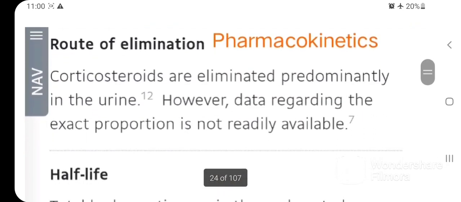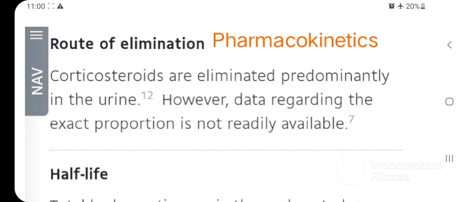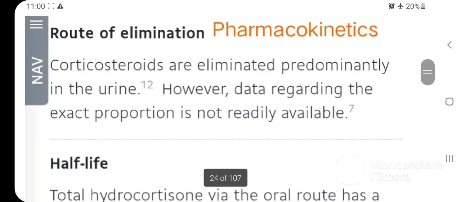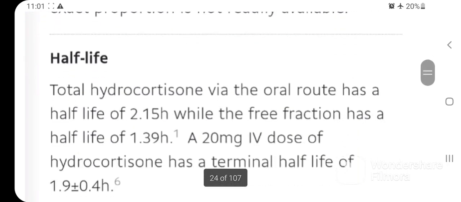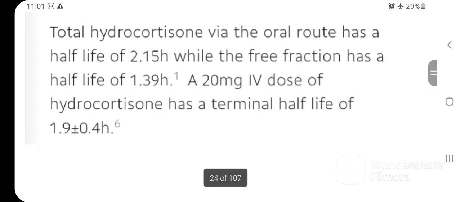Then the route of elimination. Corticosteroids are eliminated predominantly in the urine only. However, data regarding the exact proportion is not readily available here, but the drugs are eliminated in the urine. Half-life is 2.15 hours. Clear?